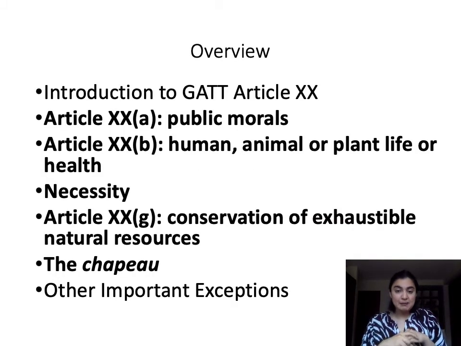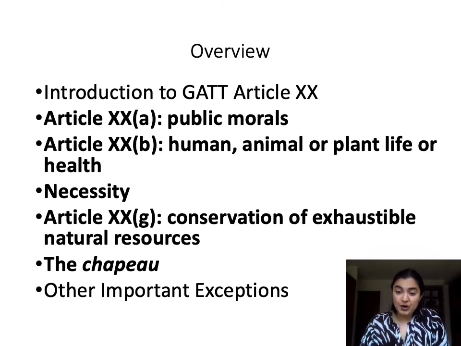Right, so this is the plan for this class. We will first have a look at more generally what Article 20 is all about. We will then look at three sub-exceptions under Article 20. We will look at Article 20A, Article 20B, and Article 20G. They protect different kinds of societal interests. And finally, we will look at the chapeau.